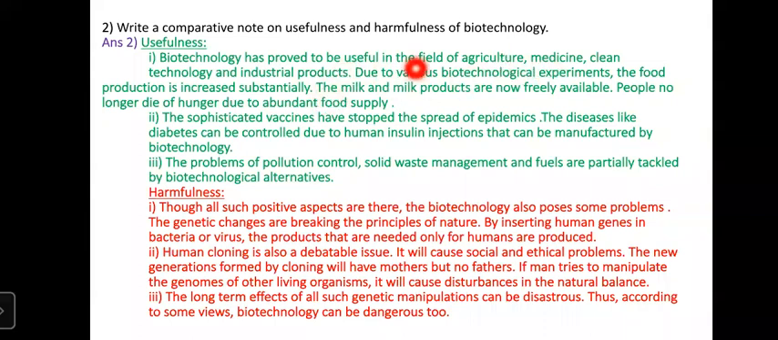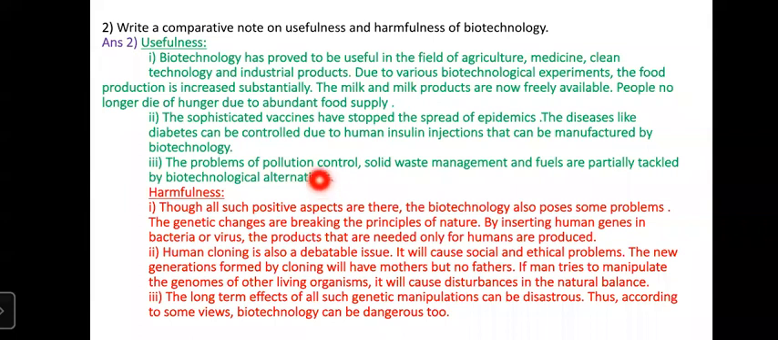See how it has impacted in the field of medicine. The sophisticated vaccines have stopped the spread of epidemics. Diseases like diabetes can be controlled due to human insulin injections that can be manufactured by biotechnology. And because of biotechnology, the problems of pollution control, solid waste management, and fuels are partially tackled by biotechnological alternatives. Okay, you can see the usefulness of biotechnology.